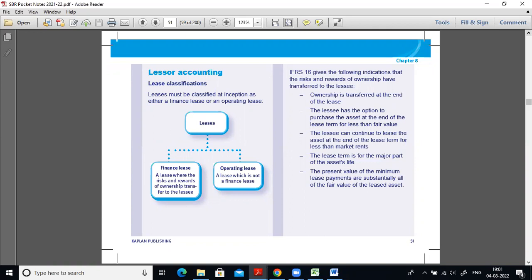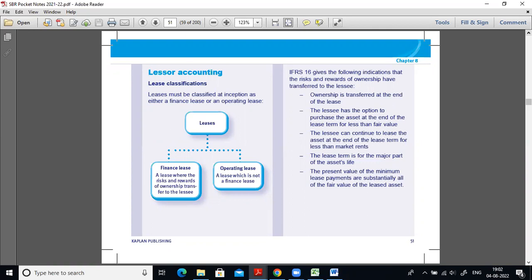So the first one is ownership is transferred at the end of the lease. If, as per the lease agreement, the ownership is transferred to the lessee, then that can be assumed as the transfer of risk and reward. The second one, the lessee has the option to purchase the asset at the end of the lease term for less than the fair value. In simple terms, the lessee has the option to acquire the asset at a nominal value. I don't think the first point requires much clarification.